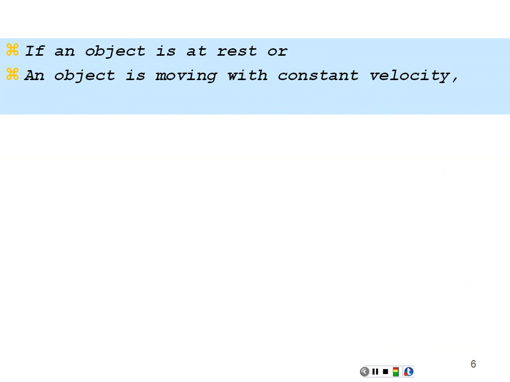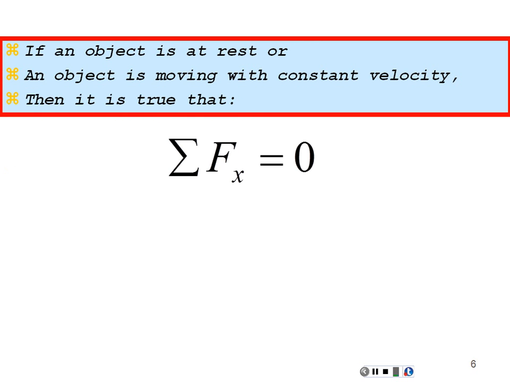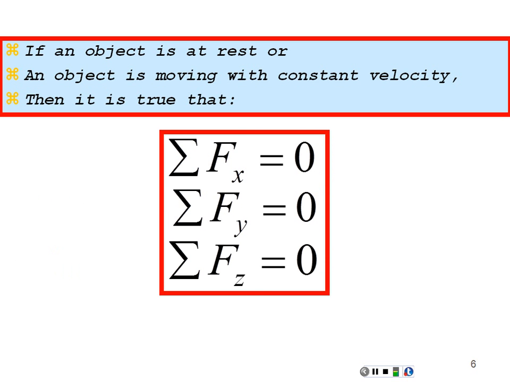If an object's at rest or moving with constant velocity, then it's true that if you did sum up all the components of the forces, say in one direction, like the x direction, positive or negative, all those forces acting on the object should add up to 0. This is just a mathematical statement of what we just said for Newton's first law. If it's at rest or moving at constant velocity, the sum of all the components in any direction should be 0. That would be true for the x direction, the y direction, and the z direction, or any direction you chose.